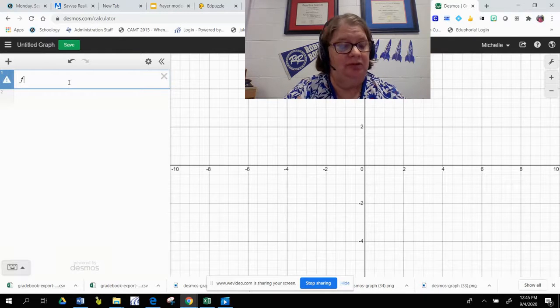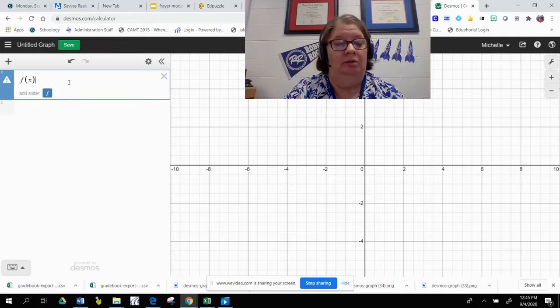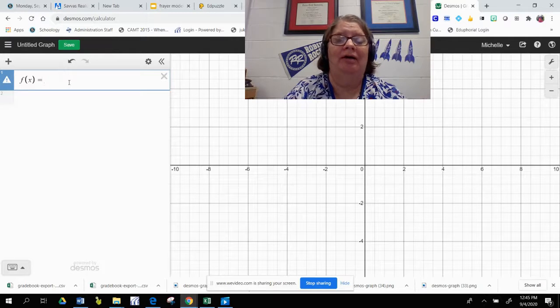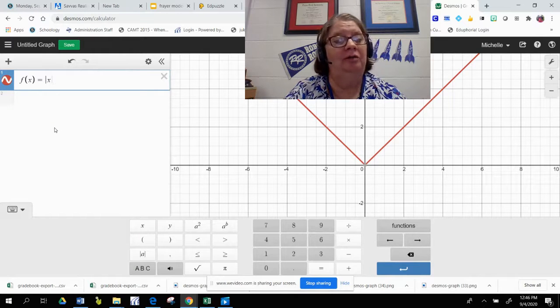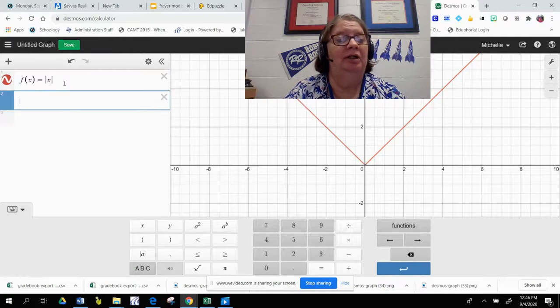So I'm going to do f of x equals absolute value. You've seen it. It's in the little bars. I'm going to go down here to this keyboard. This is absolute value right here. I'm going to put an x in the middle. We're going to use our right arrow to close the absolute value bars and hit enter.